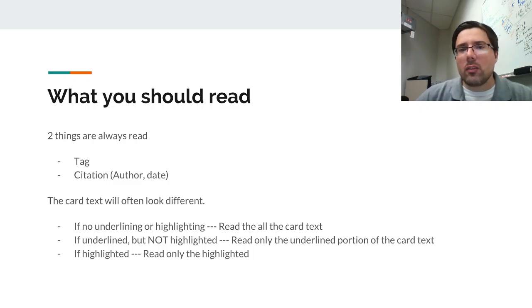The second kind of way that a card might look is if it's underlined but not highlighted. And in that instance, you will read only the underlined portion of the card text. And then anytime there's highlighting inside of the text of the card, you will read only the highlighted portion of the card.